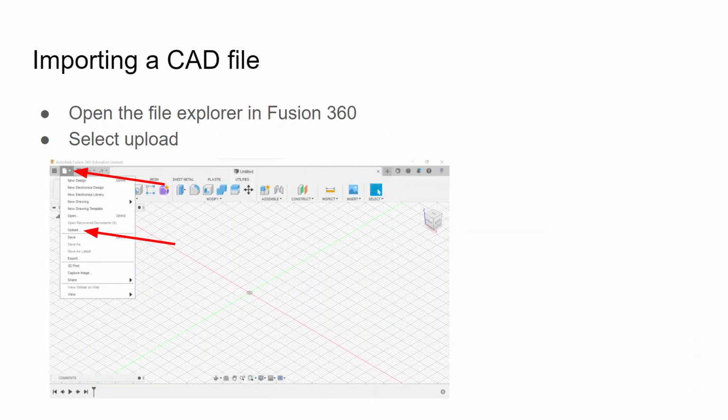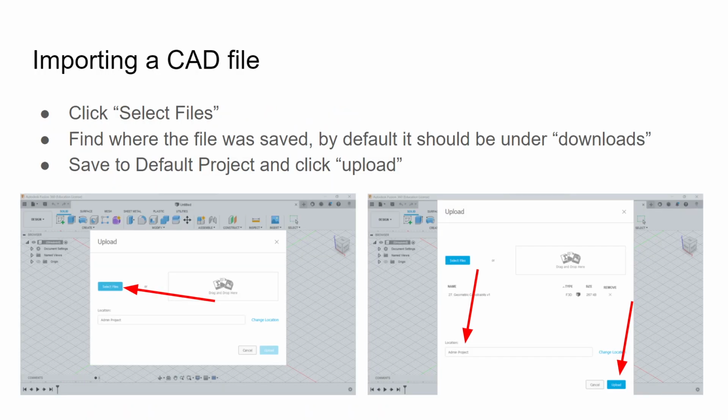If you've done that, you can go into Fusion. There's a file button in the top left corner, and once you get there, you can push upload. I'm going to assume most of y'all have done this. If you haven't, raise your hand. Once you get there, you'll see this screen. You can push select files. By default, it should be in your downloads so you can find it, and then it'll ask you where you want to save it.